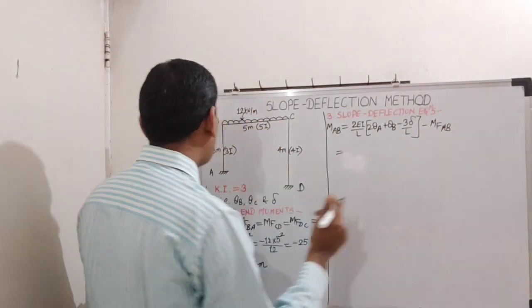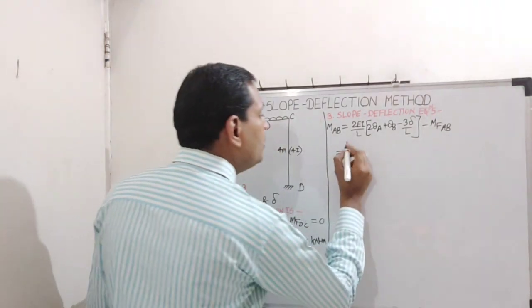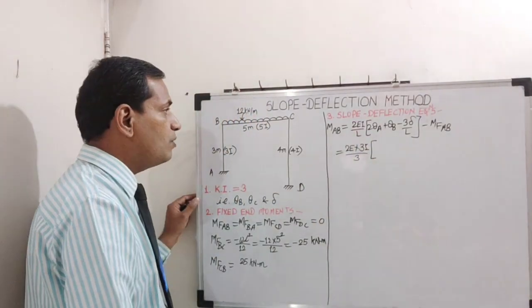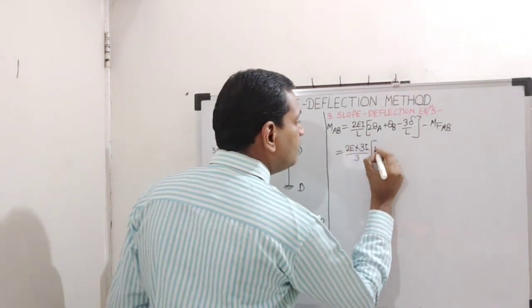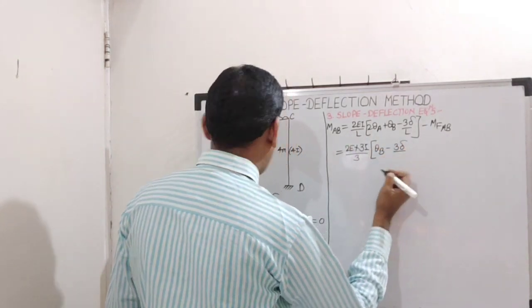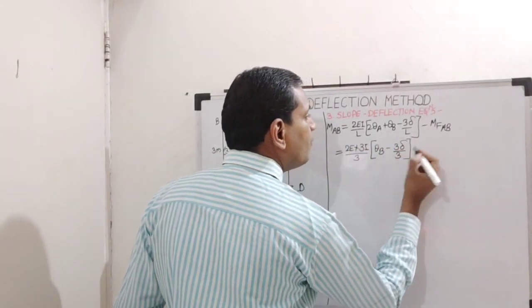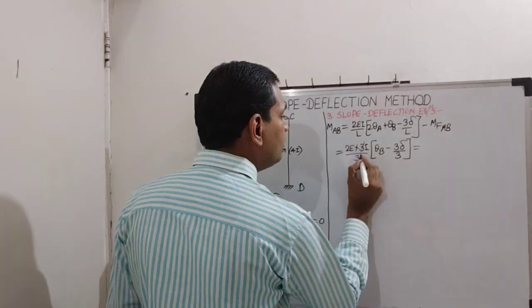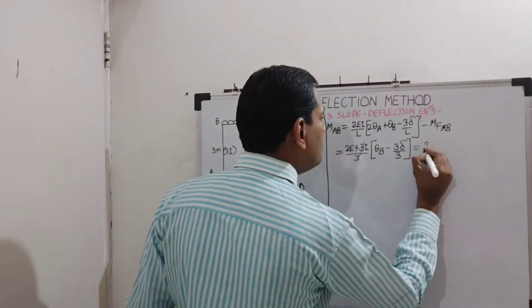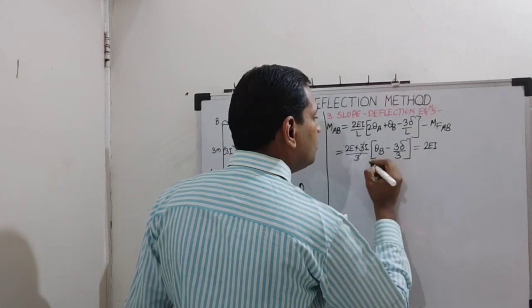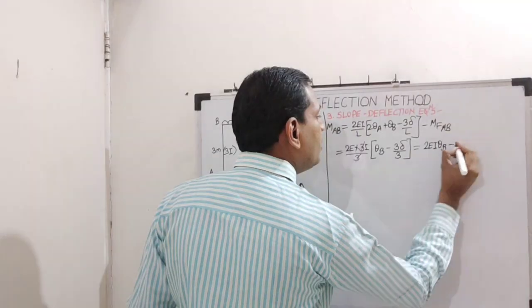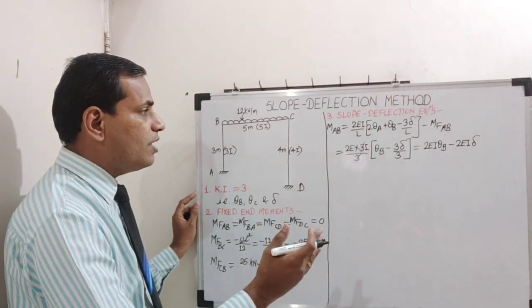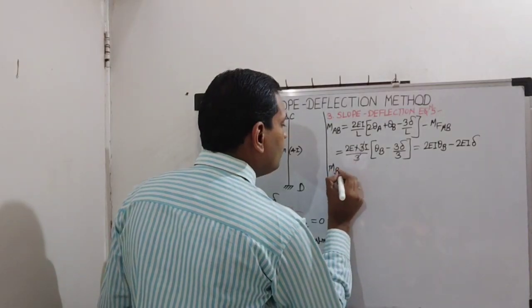This is our equation. For column AB, I value is 3I. So 2E into 3I upon 3 into bracket. Theta A is 0 because support A is fixed. Theta B is unknown. Minus 3 delta by 3. MFAB 0. Correct? MFAB 0. So simplify this. So this 3 gets cancelled. So 2EI theta B minus 2EI delta. First equation is over. 2EI theta B minus 2EI delta. Correct.